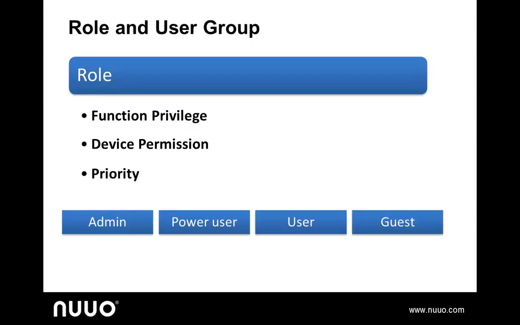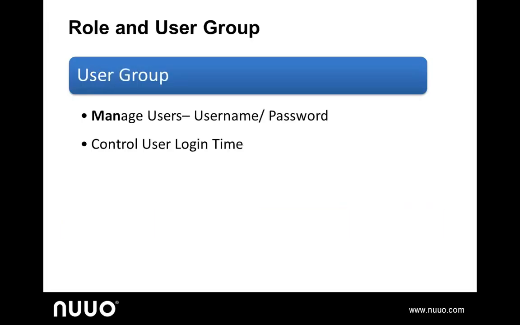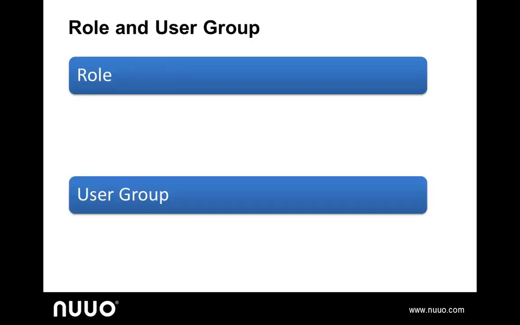In user group, we manage user information consisting of username/password and user login time control. By assigning a role to user groups, you can save time on setup.